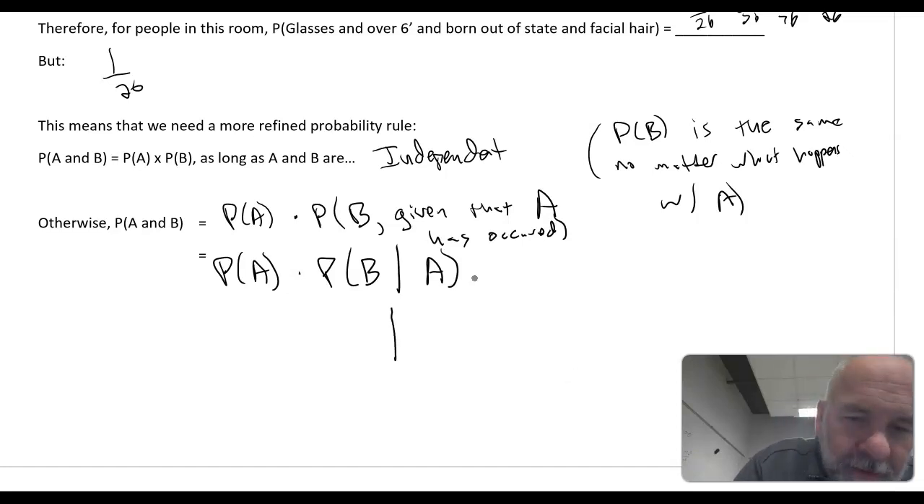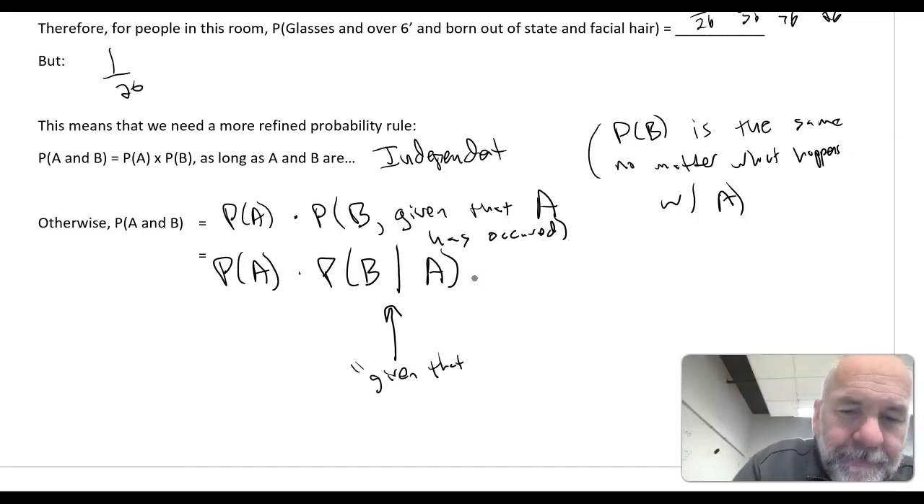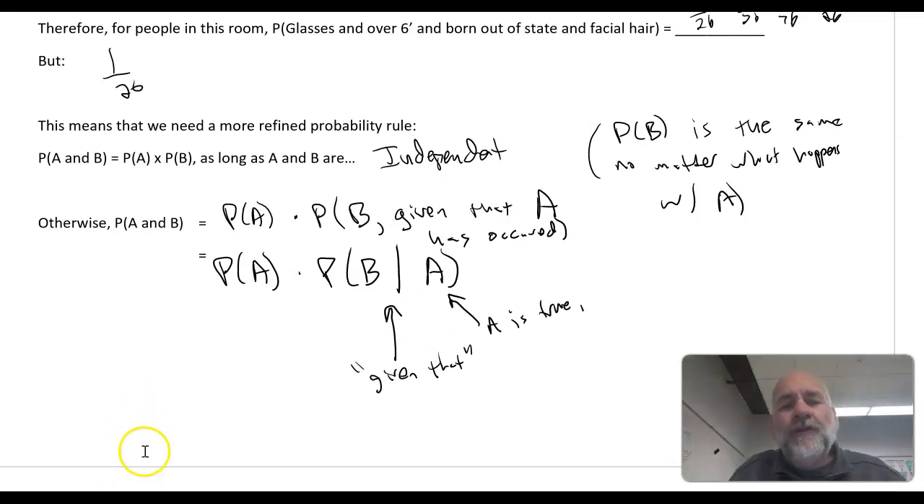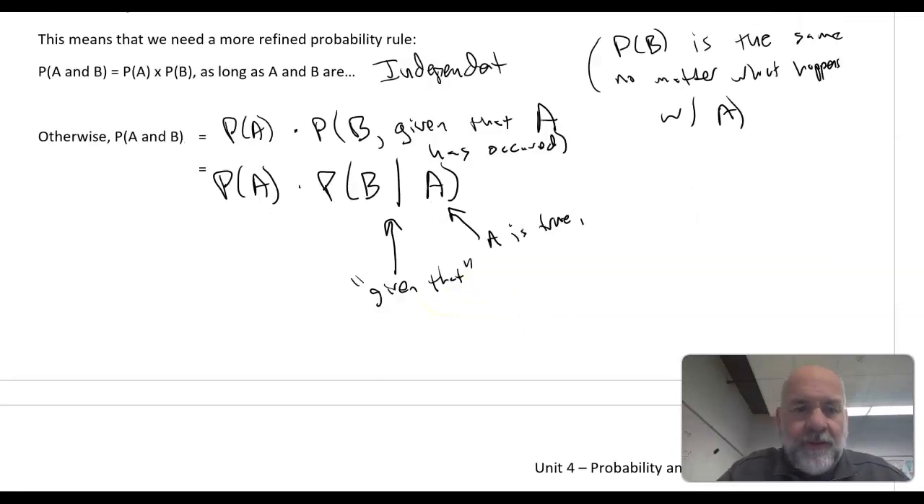So that bar there means given that, and then A is true. So the probability of A and B is the probability of A times the probability of B under the assumption that A is true. We're going to show you a bunch of examples of this in just a little bit.